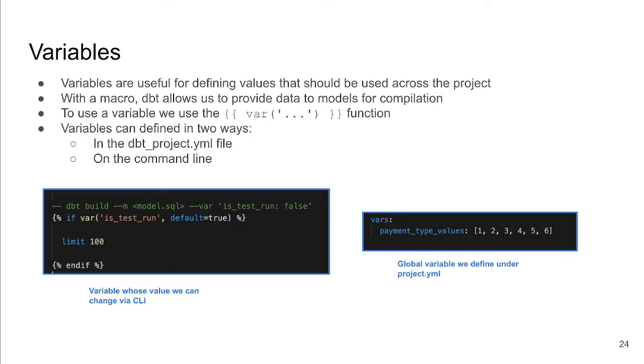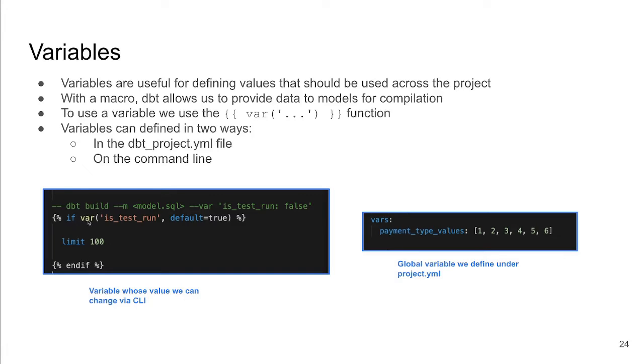So there are two ways that we can define the variables. One would be in the project YML file, and this would be something similar to a global variable, for example. So here is how we would define it in the project YML. And I could then just call with this var macro the payment type values, and it would return this list. Or I could just define it in the terminal. Imagine that I have this variable, for example, and what I'm saying is I created in the Jinja an execution statement that is an if. Note that here it's very similar, if and if.